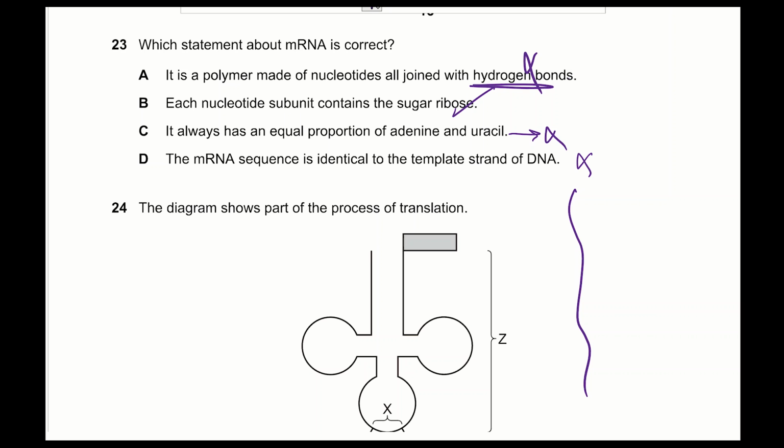This is also incorrect. They are complementary, not completely identical. So, if mRNA has adenine, DNA would bind with a thymine nucleotide because they are complementary. Therefore, this is incorrect, and the answer is going to be B.